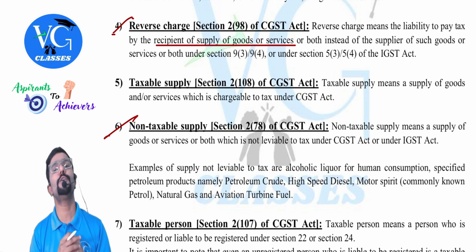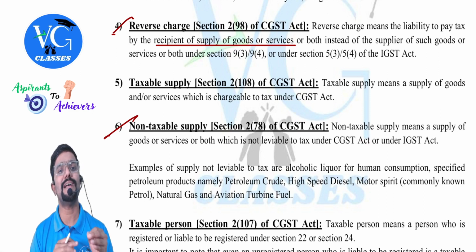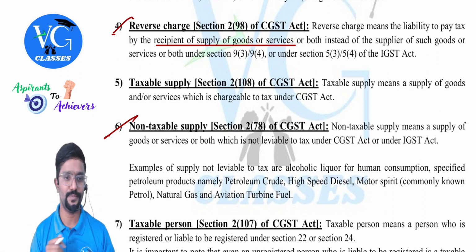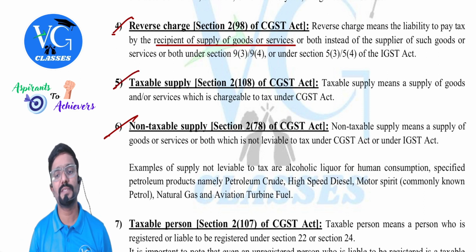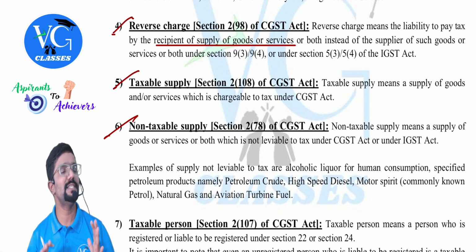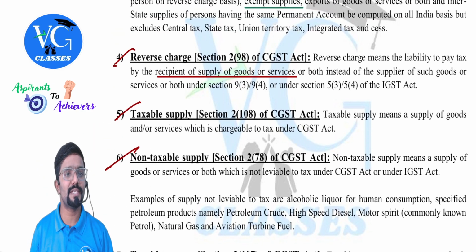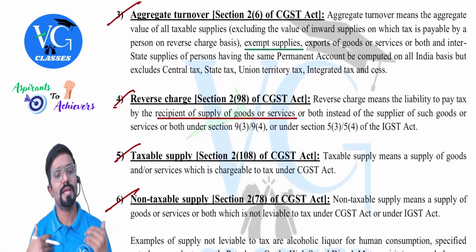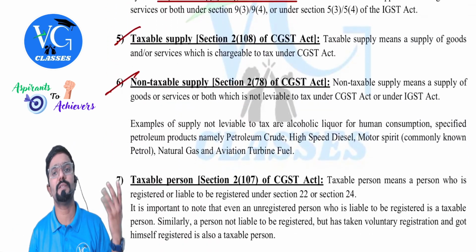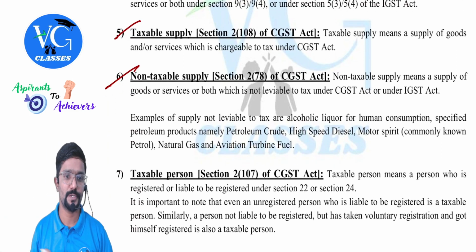When the supplier is liable to pay GST, what do we call that mechanism? Forward charge mechanism. Next, taxable supply. Taxable supply means a supply of goods or services which is chargeable to tax under CGST. In simple terms, which is not exempt. So what is not exempt will come under what, guys? Taxable supply. On which a person is liable to pay tax. Which person, sir? Either the supplier under forward charge or the recipient under reverse charge.